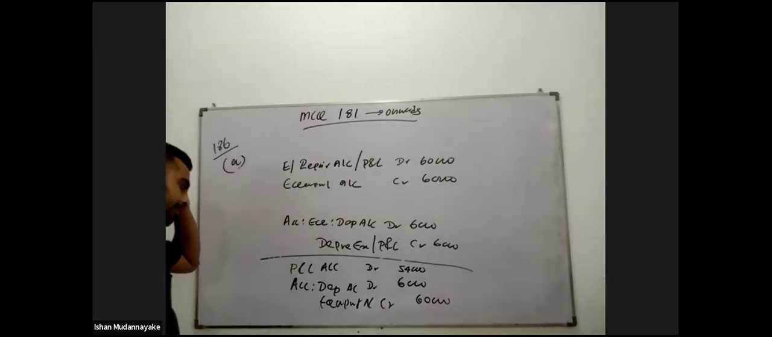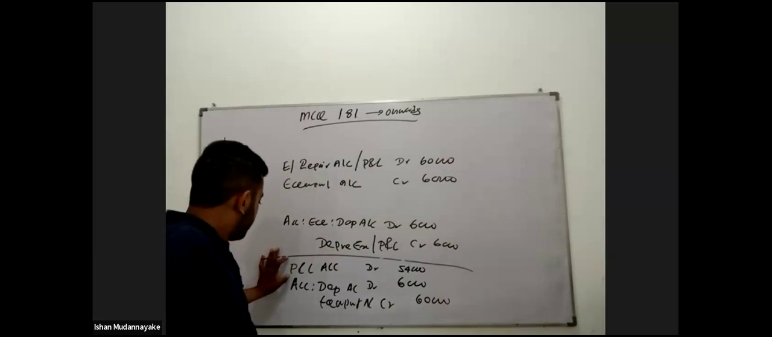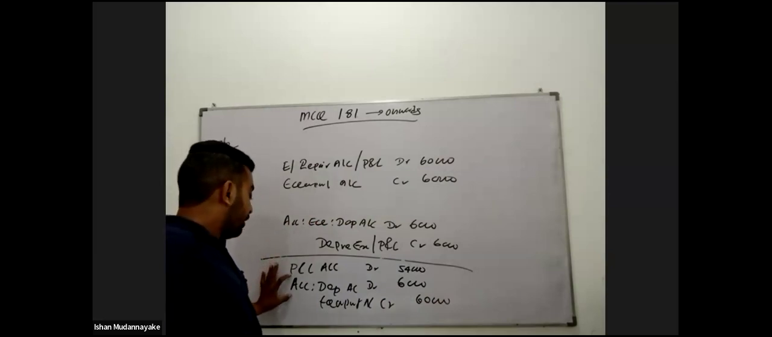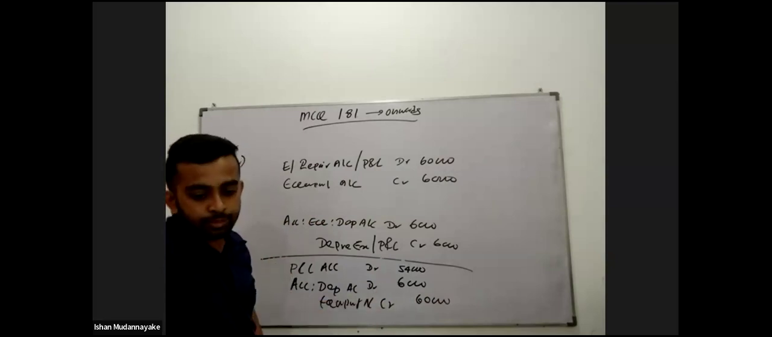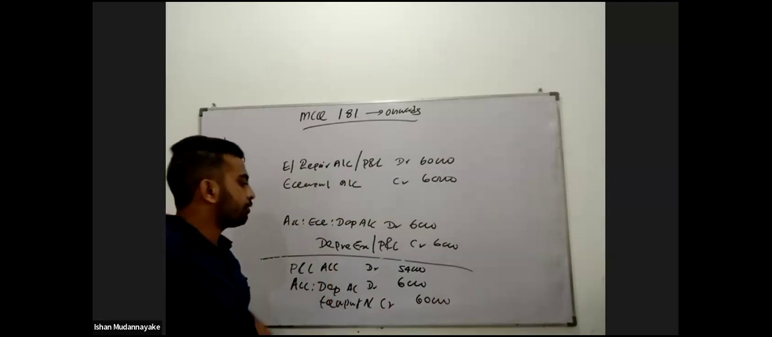Profit and loss account debit 54,000. Accumulated depreciation account debit 6,000. Equipment account credit 60,000. This one is also correct.